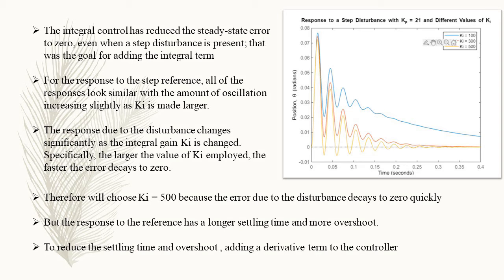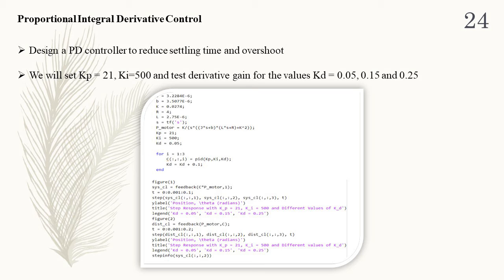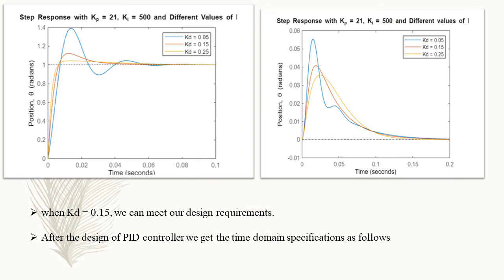But the response to the reference has a longer settling time and more overshoot. To reduce the settling time and overshoot, we add a derivative term to the controller. A proportional derivative controller is mainly used to reduce the settling time and overshoot. We will set the value of Kp as 21 and Ki as 500 and test the derivative gain Kd for the values 0.05, 0.15 and 0.25. When Kd is equal to 0.15, we can meet our design requirement.